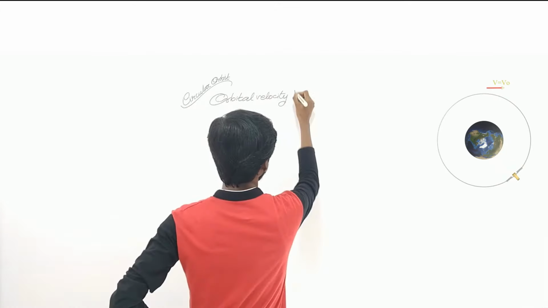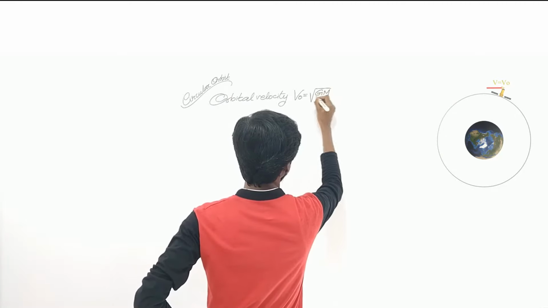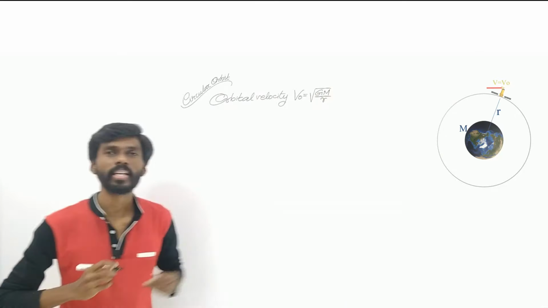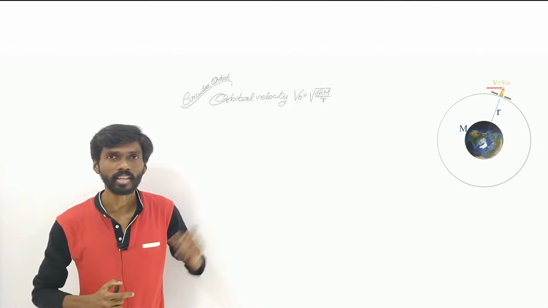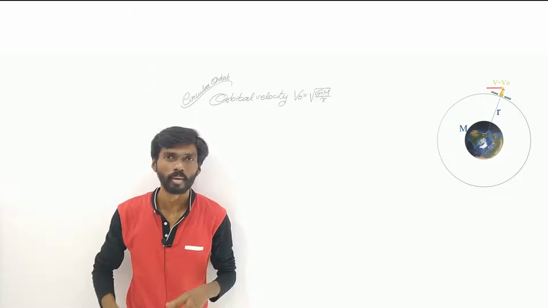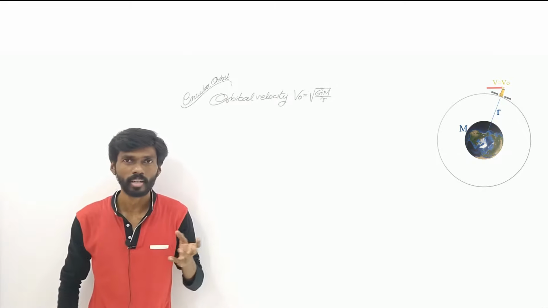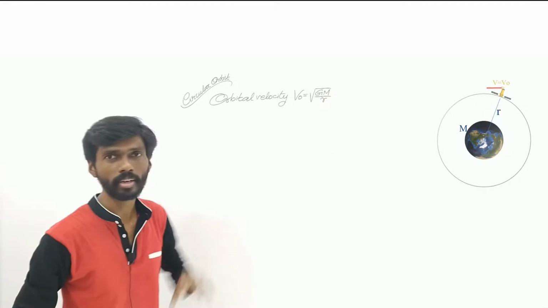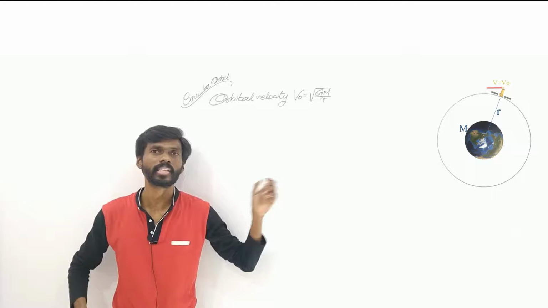The orbital velocity, denoted by V_O, has the formula square root of GM divided by r. This speed is independent of the mass of the satellite, and this capital M denotes the mass of the planet Earth, or generally the mass of the parent object about which the other object is revolving. If you consider a planet revolving around the Sun, this M denotes the mass of the Sun, and r is the orbital radius, which is the distance of the satellite from the center of the Earth.